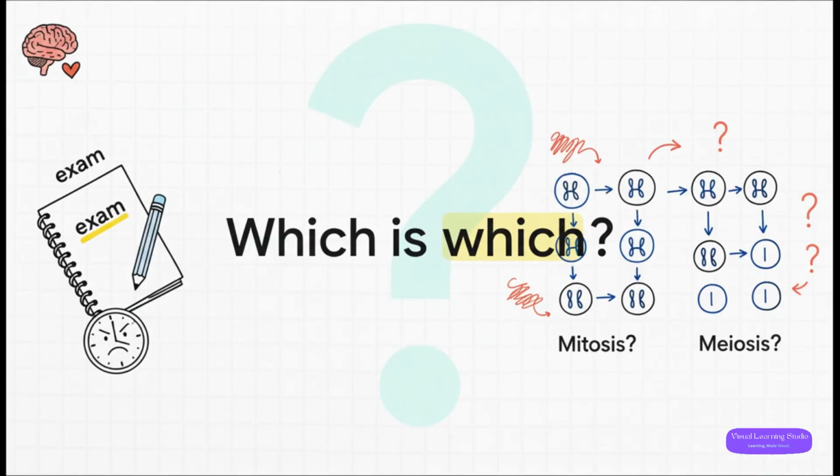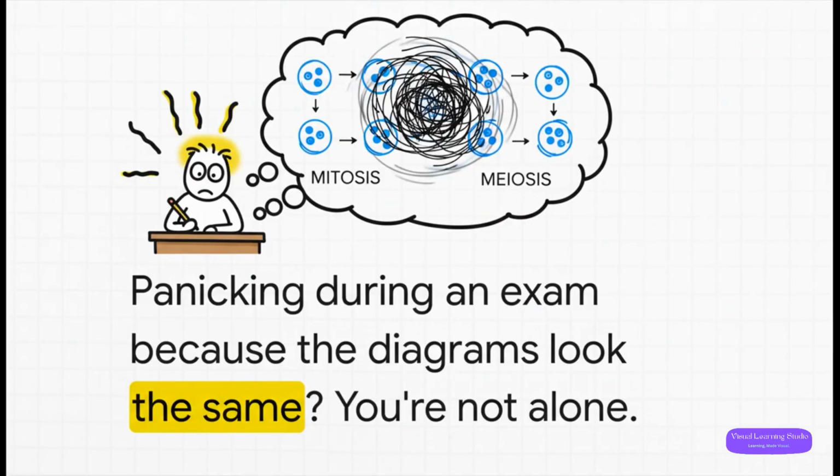So picture this. You're in an exam, you flip the page, and you see something like this. Your brain instantly goes, okay, cell division. But then what? Is that mitosis? Is it meiosis? They look so ridiculously similar, don't they? And this is that moment, that split second, where the panic can start to creep in. And look, if you felt that little wave of dread, I'm telling you, you are not alone. It is a super common trip-up.